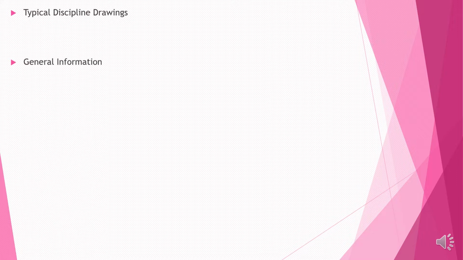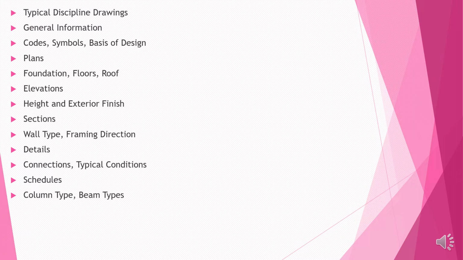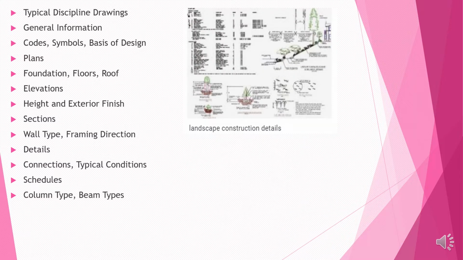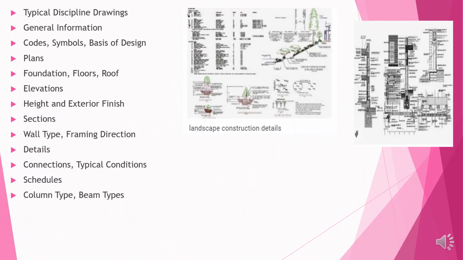Typical discipline drawings consist of general information, codes, symbols, basics of designs, plans, foundations, elevation, exterior finish, sections, wall types, details, schedules, column types and beam types, etc. Here in this image I show you a typical landscape drawing, where everything that has to be constructed is shown.